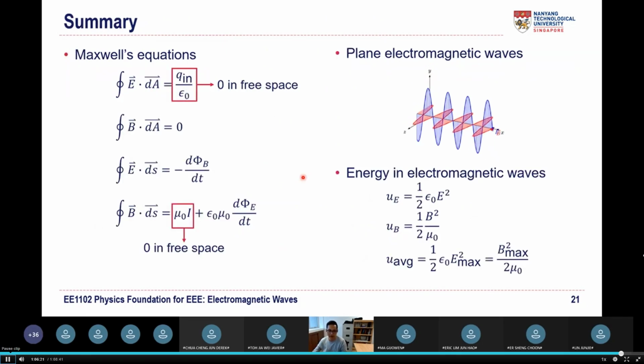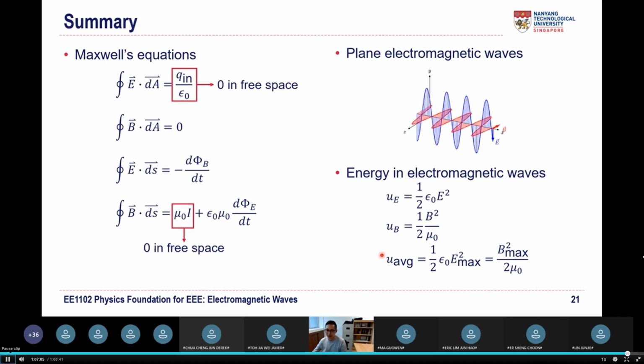Okay, so I think I will summarize. We've discussed the four Maxwell's equations, and in free space especially, these two terms go to zero, and then we actually have a perfect symmetry in this Maxwell's equation system, and that can lead to electromagnetic waves, because a time-changing magnetic flux leads to an electric field, and a time-changing electric flux leads to a magnetic field. So that can lead to the presence of electromagnetic waves.